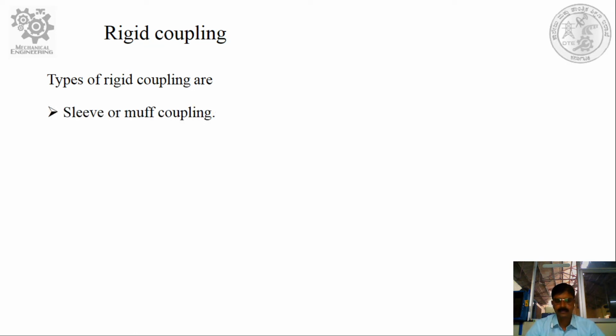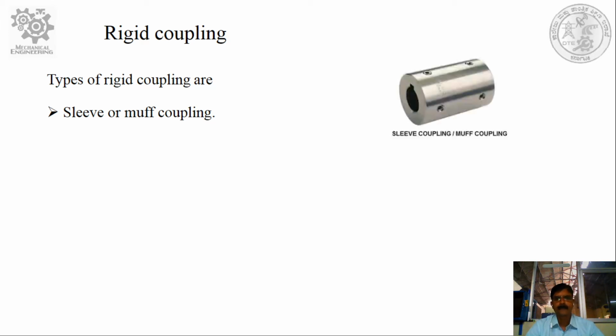Different types of rigid couplings are the sleeve or muff coupling. You can see in the figure, it is the sleeve coupling or muff coupling. It has only one element. To join the two shafts, we are going to use a rectangular sunk key.